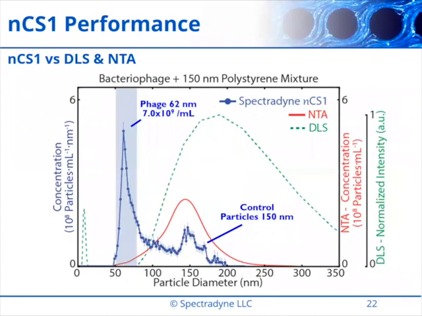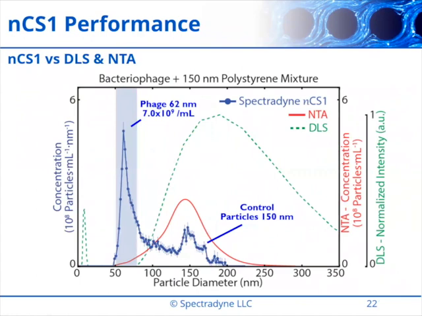But let's go to a more real world sample that might be more interesting to some of you. Here we're measuring a bacteriophage centered around 62 nanometers in this blue region to the left. We also added some polystyrene beads at around 150 nanometers. So this gives us an in-measurement control. Just gives us confidence that everything's working correctly.